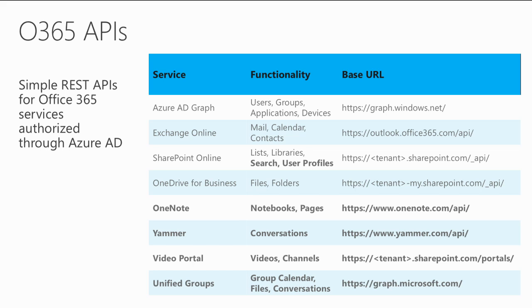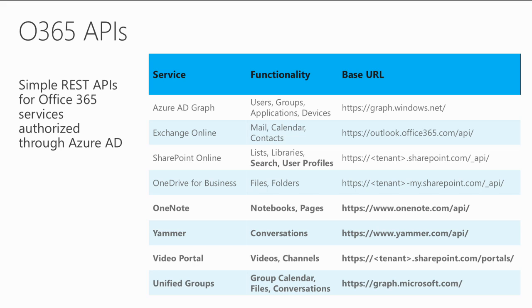So there's new stuff in those existing APIs. We also have a bunch of new APIs that we just released in the last couple of weeks in preview. So you can see things like OneNote. You can now interact with the OneNote API using Azure Active Directory Auth. Yammer's conversations, you can use those through Azure Active Directory-based authentication.